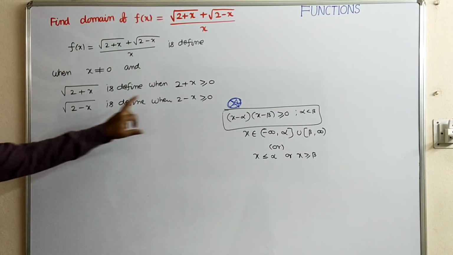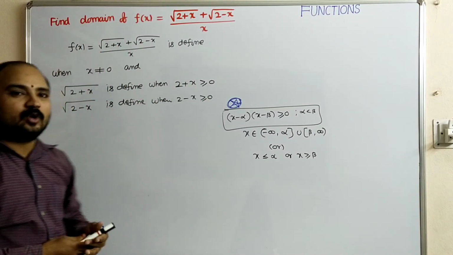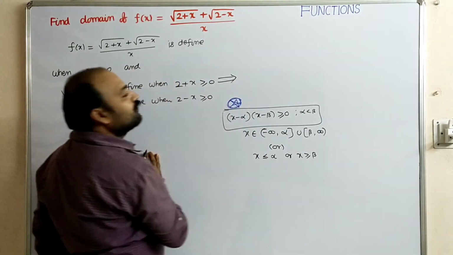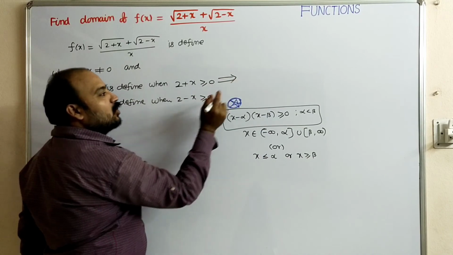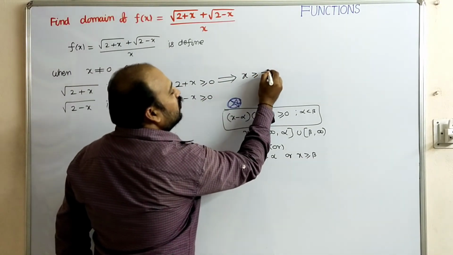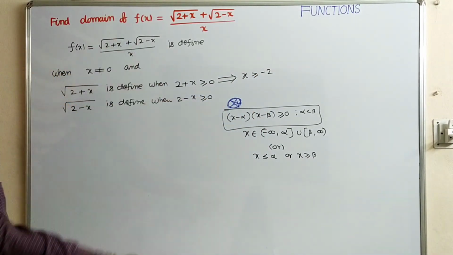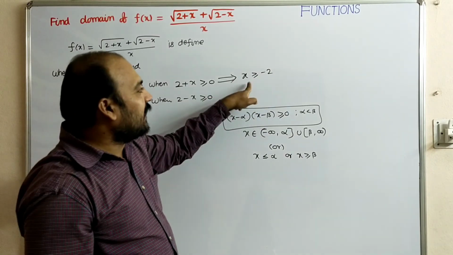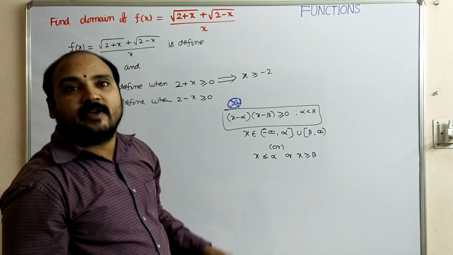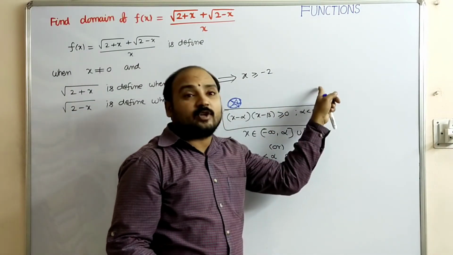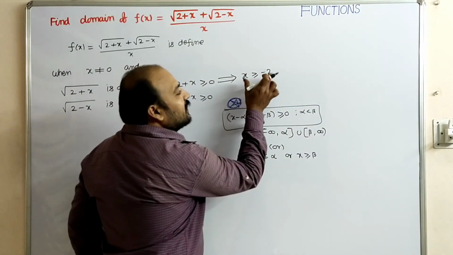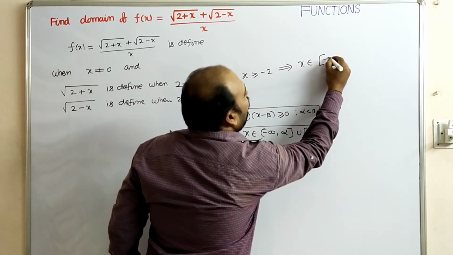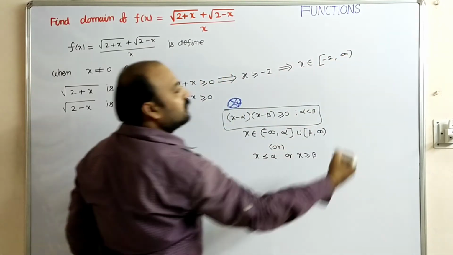Now come to 2 plus x is greater than or equal to 0. Here I will write it. That implies that 2 plus x is greater than or equal to 0 means x is greater than or equal to minus 2, taking 2 to that side. So x is greater than or equal to minus 2. Just now we discussed that x is greater than or equal to a means x belongs to closed interval of a to infinity. So x is greater than or equal to minus 2 means x belongs to closed interval of minus 2 to infinity.